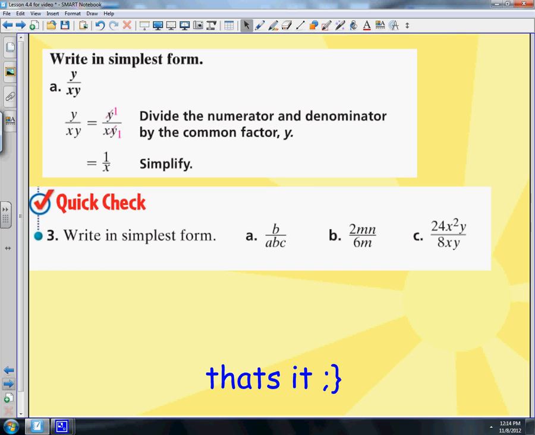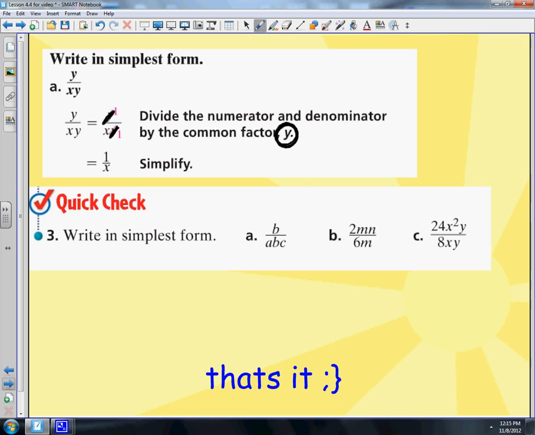So, here is an example. Write down this example. They have y divided by xy. So they're introducing variables. If you have y divided by xy, it says divide the numerator and denominator by the common factor of y. What that means is since you have one on top and one on bottom, you can cross them off. And then you're left with 1 on top and an x on the bottom.